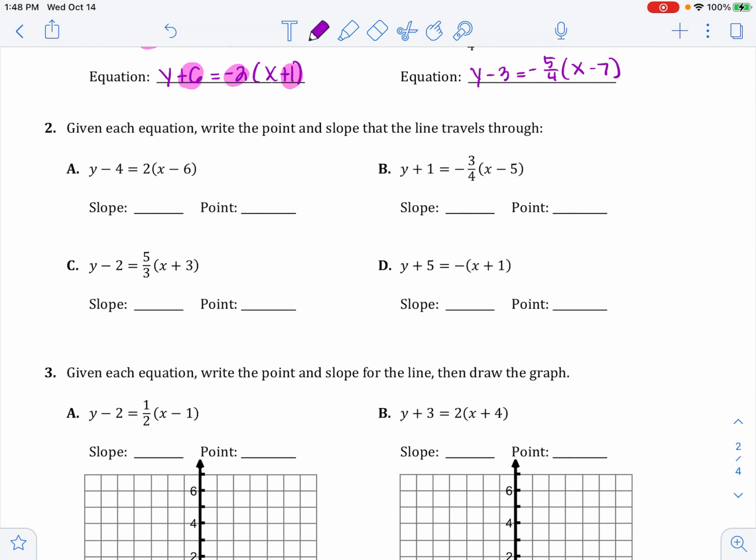All right, so let's try that here. Okay, let's start with the slope. The slope is the m value, which is 2.